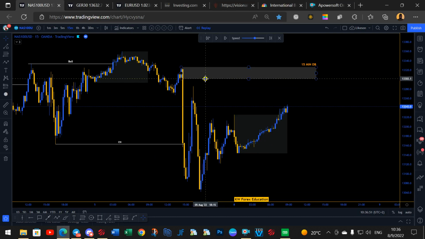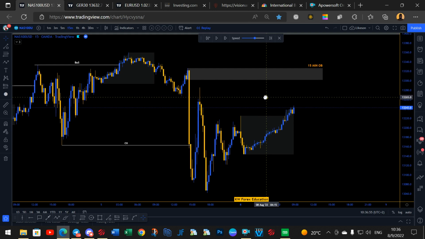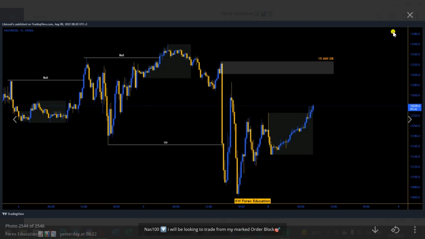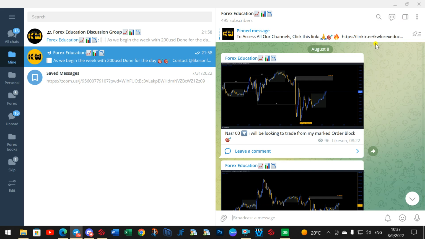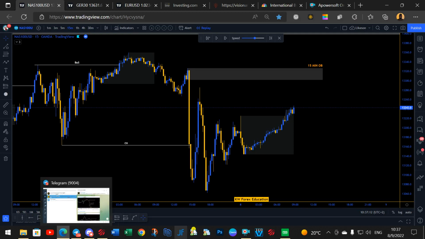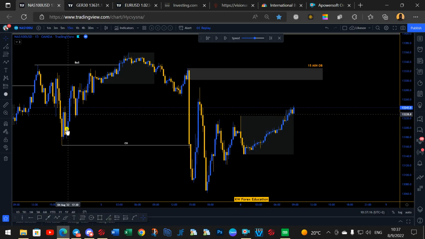Just want to show you what I was seeing in this trade I shared with you guys on the group. This is the one here. That's the trade. I need to show you guys what I saw and how I traded it. So, we had that break of structure. This was on 15 minutes time frame.